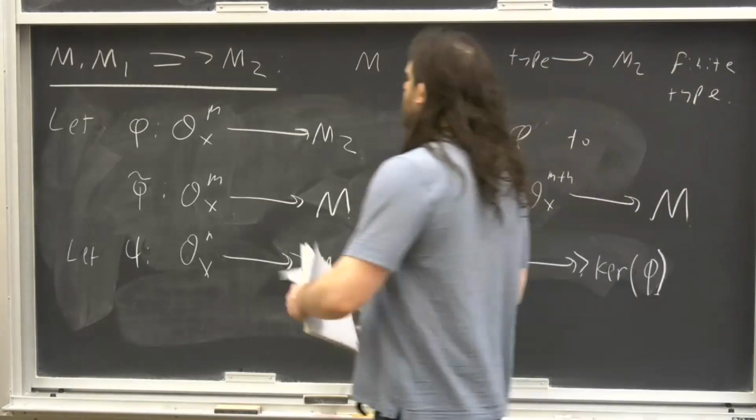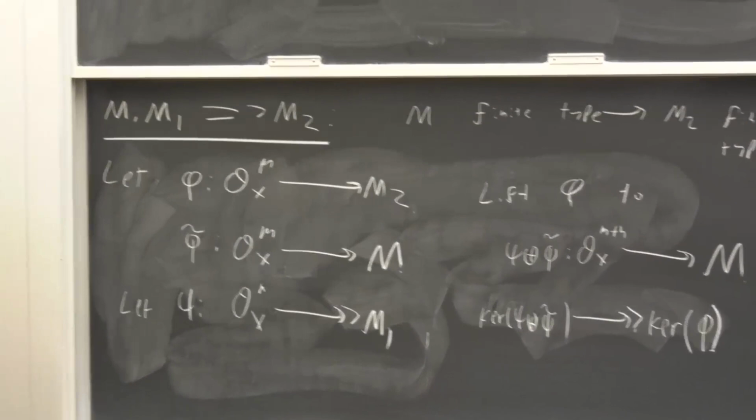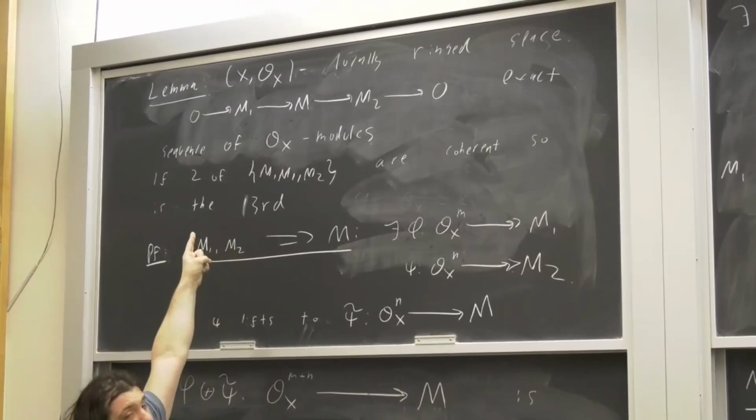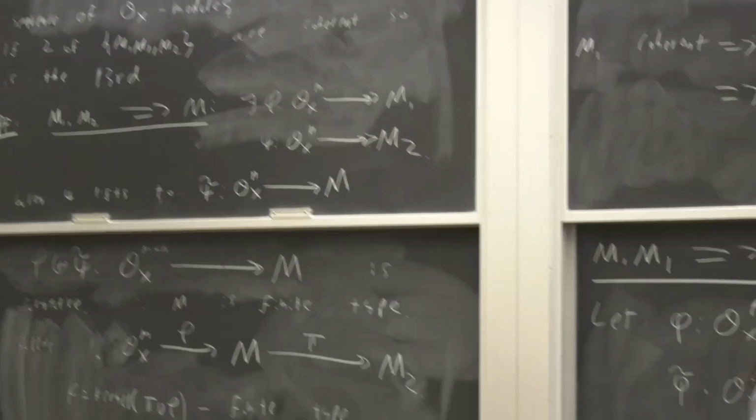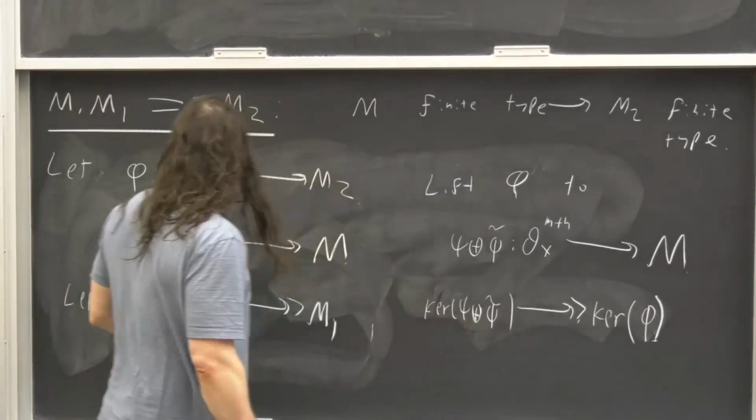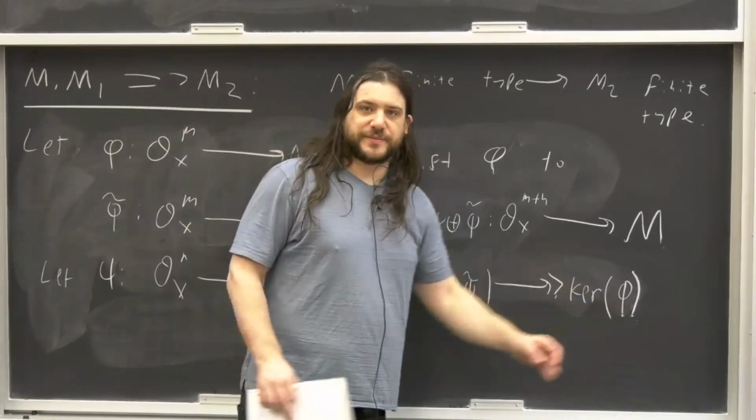So we had a map to M2, we lift it to a map to M, which means that anything in the kernel of the map to M2 is in the kernel of the map to M up to an element of M1. And that's what this C is doing. It's changing things by M1. And so if you just take this kernel and project to the first coordinate, we get stuff in the kernel of phi. This is finite type, therefore this is finite type.